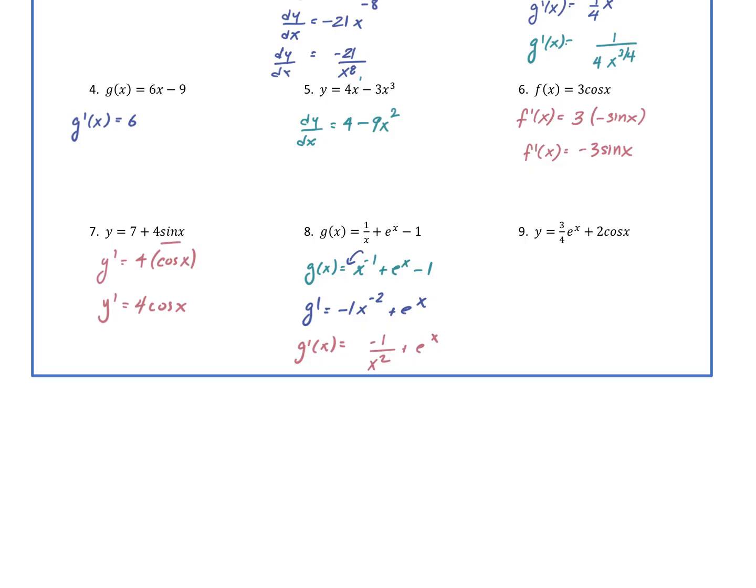Same thing for number 9. I would treat e to the x, just take the coefficient. So in this case, it's 3/4. Just write the 3/4 and then derive e to the x. And again, once we do product rule, I can explain this a little bit better, but we'll say y prime is 3/4. Derivative of e to the x is e to the x plus 2, and then we do cosine, which is negative sine of x. So we have y prime, we get 3/4 e to the x minus 2 sine of x.